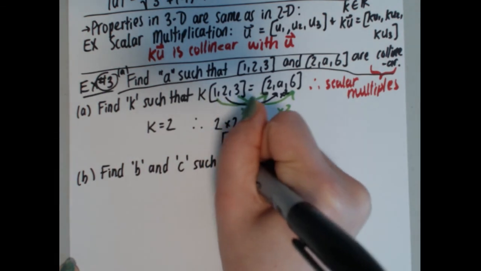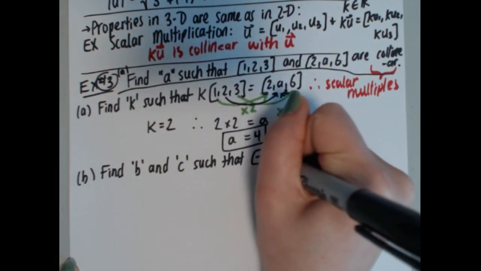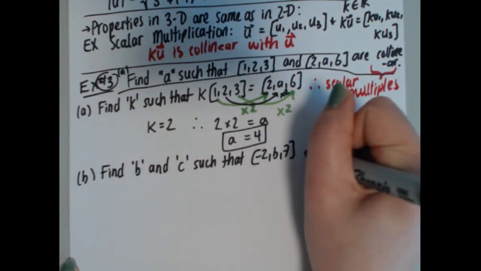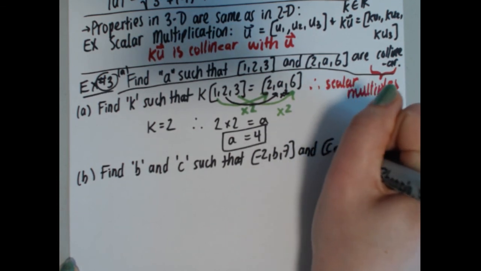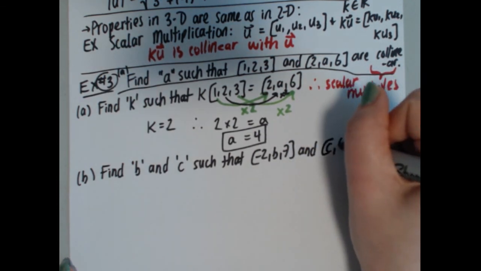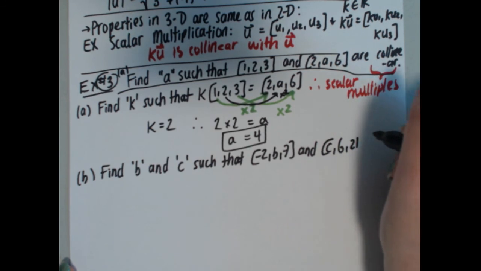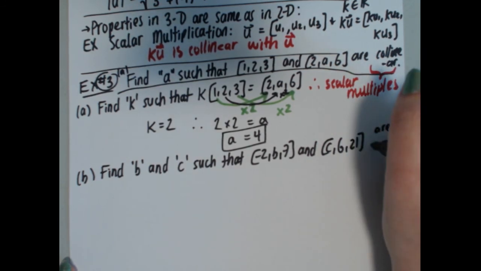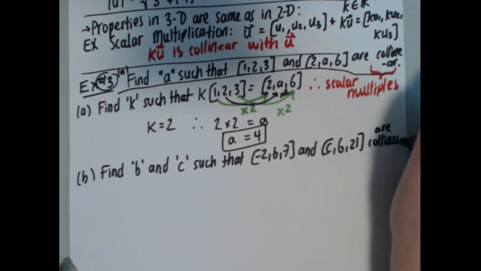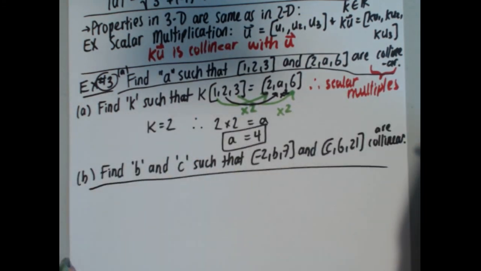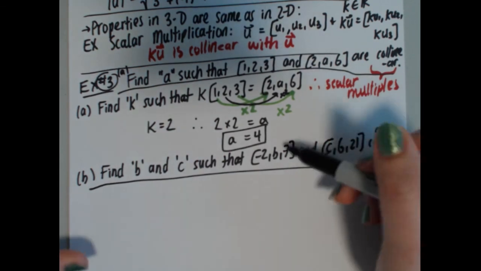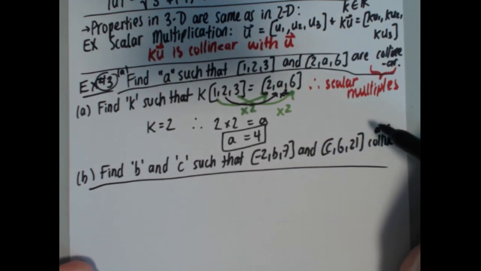such that the vectors [-2, b, 7] and [c, 6, 21] are collinear. So this can be said anyways: show that they are parallel, show that they are scalar multiples, show that they are collinear. So I'm trying to show that these two things are scalar multiples of each other.